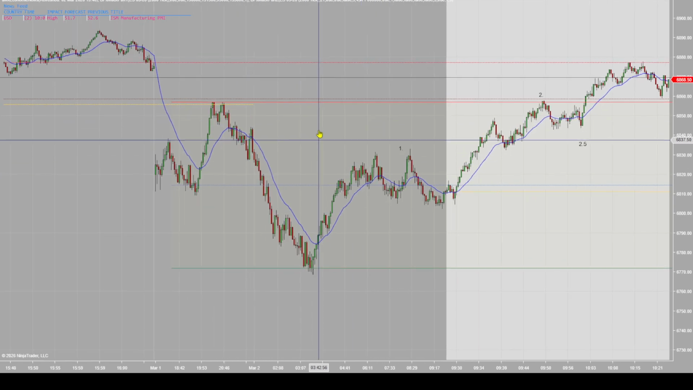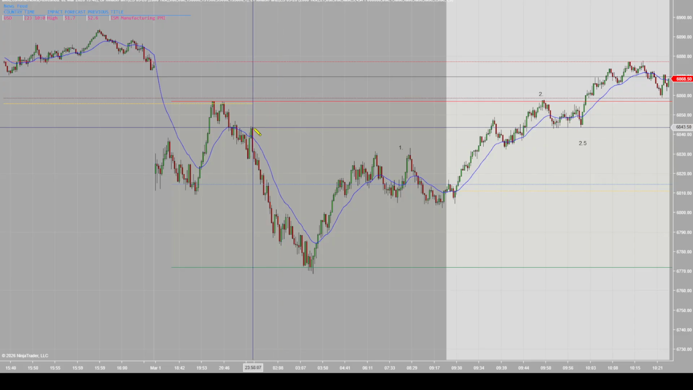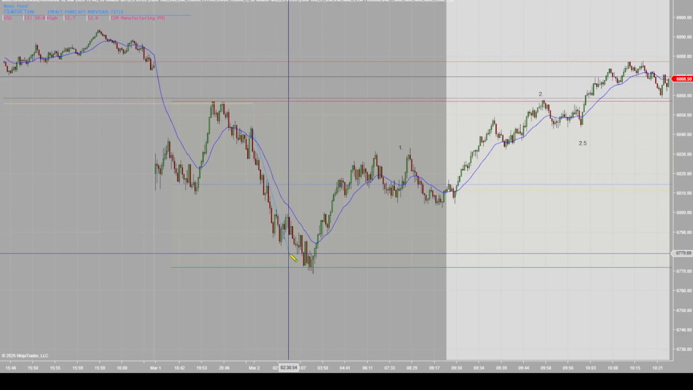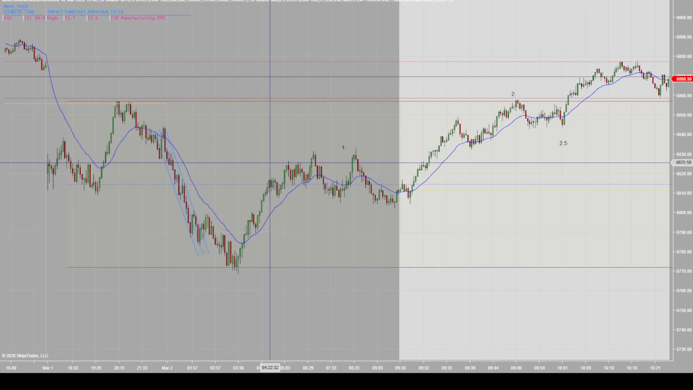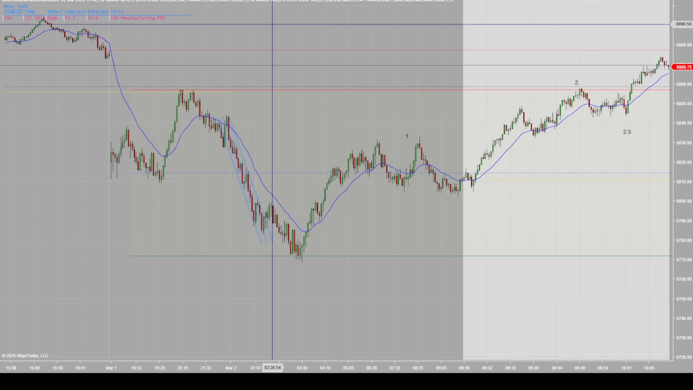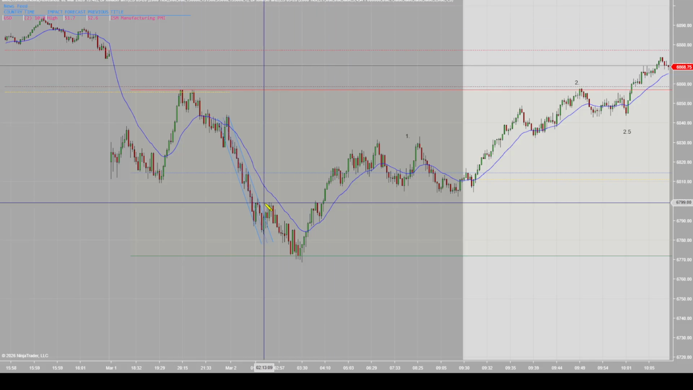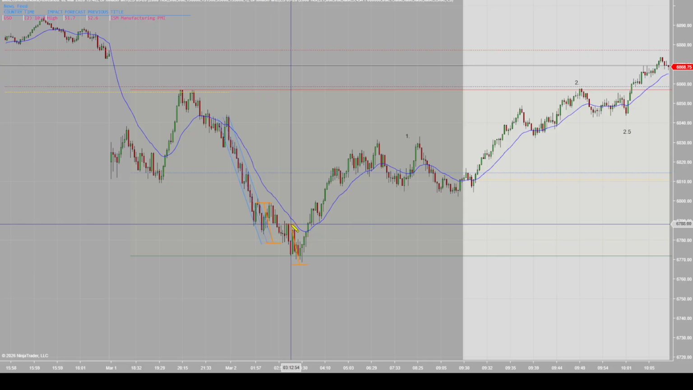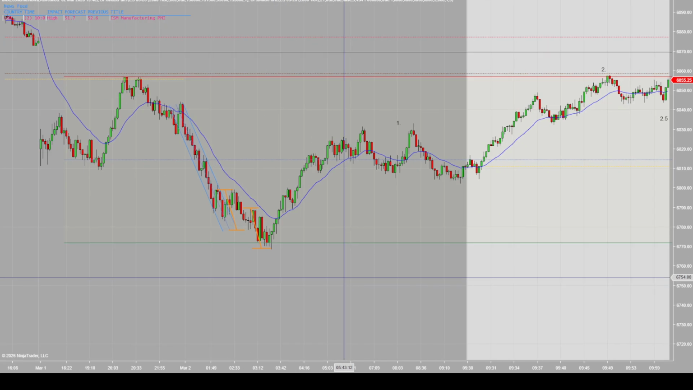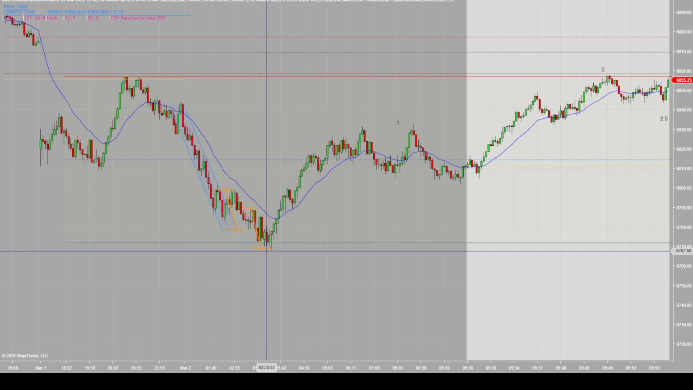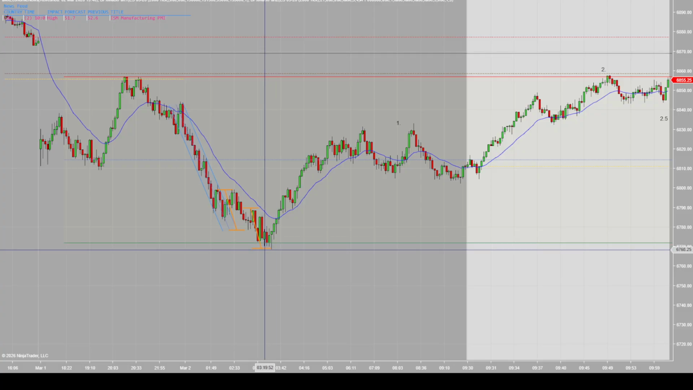So in the overnight, it looks like what happened was we had this leg down from the overnight high, and then one leg, two legs to a new low, which is what created the overnight low. And we bounce out of there.